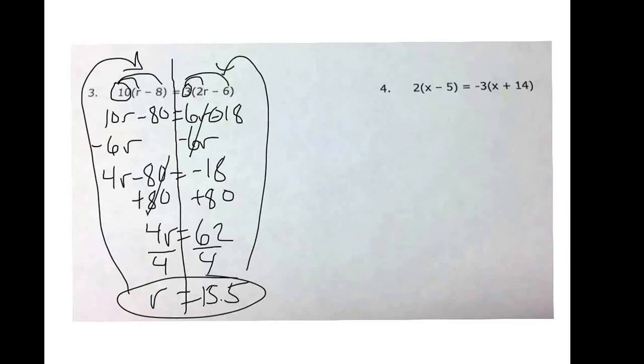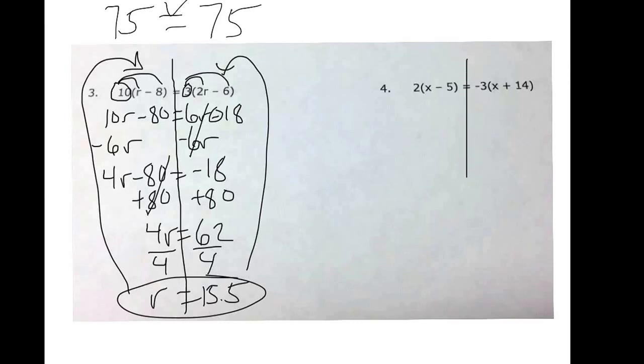And let's make sure that I did it right. So 10 parentheses 15.5 minus 8 parentheses gives me 75 when I plug back in on that side. Let's try it on this side. 3 parentheses 2 times 15.5 minus 6 parentheses is also 75, and so this checks out as well.